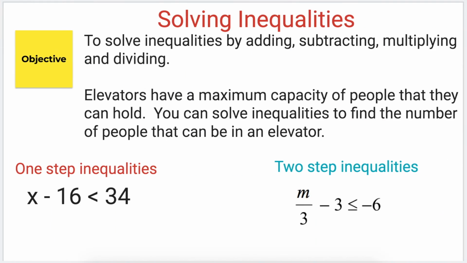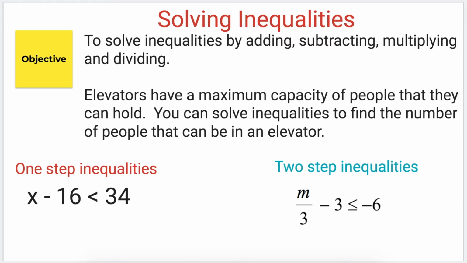Let's start off today's video by understanding the objective, and the objective is to solve inequalities by adding, subtracting, multiplying, and dividing. A real-life application of this is elevators have a maximum capacity of people that they can hold. You can solve inequalities to find the number of people that can be in an elevator.